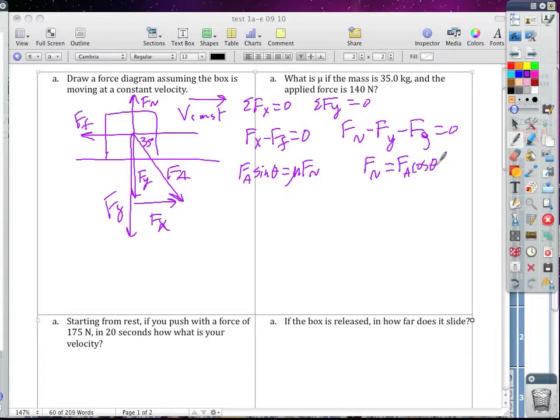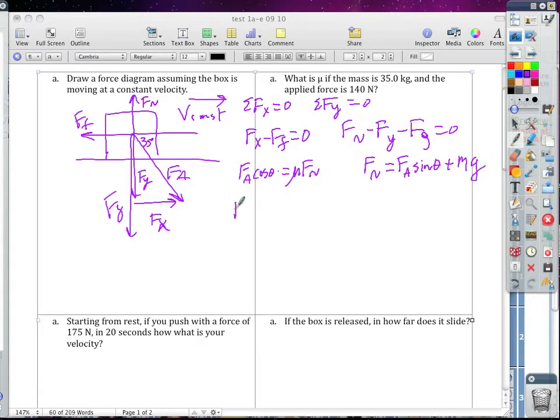Oh, wait, that's not right. Just kidding. Let me fix that. Based on my triangle, if this is 35 right there, this should have been cos theta, and then this one is sine theta. Okay, and then plus mg.